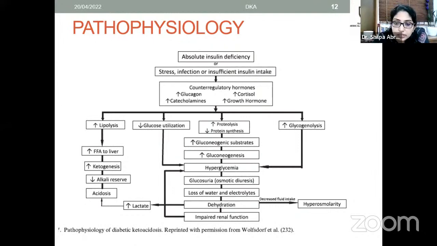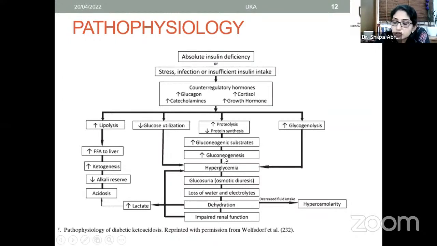So because of this insulin deficiency and the stress factors, there is an increase in the counter-regulatory hormones. The counter-regulatory hormones are glucagon, catecholamines, cortisol, growth hormone, etc. We know how the counter-regulatory hormones act. They will basically try to increase the glucose level in your body. They will increase glycogenolysis, which will release glucose, increase proteolysis, and decrease protein synthesis.